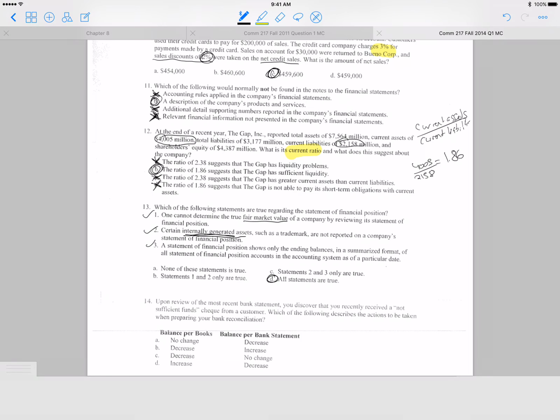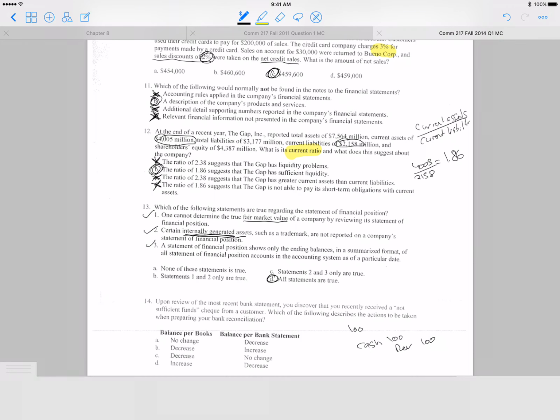So for 14, upon review of the most recent bank statement, you discover that you recently received a not sufficient funds check from a customer. Which of the following describes the actions to be taken when preparing your bank reconciliation? A not sufficient funds check is, for example, let's say a customer gives you $100 in a check. So you would debit your cash and credit your revenue by 100. But when you submit the check to the bank, it bounces.